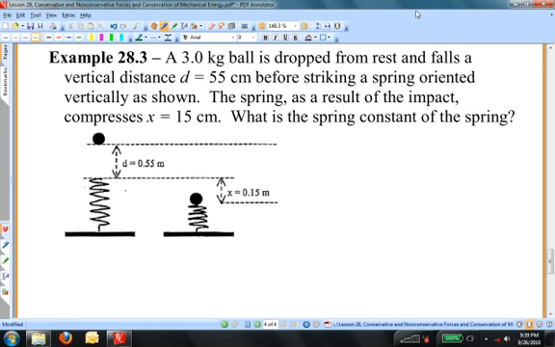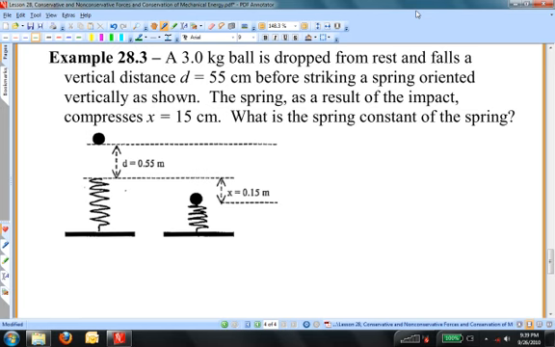Now, notice that I don't just have the spring in equilibrium here. The spring is going to be compressed, and then the spring is going to rebound. It's not just that the ball is going to be sitting on the spring here. The ball actually has some motion before it compresses the spring, and I've got to account for that.